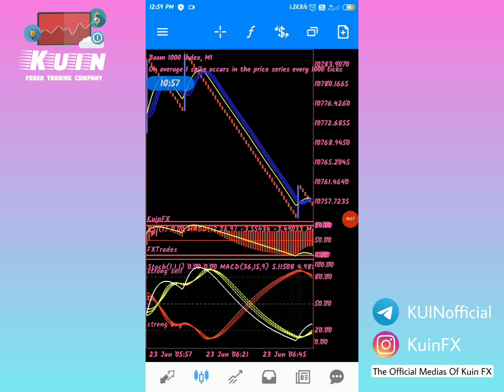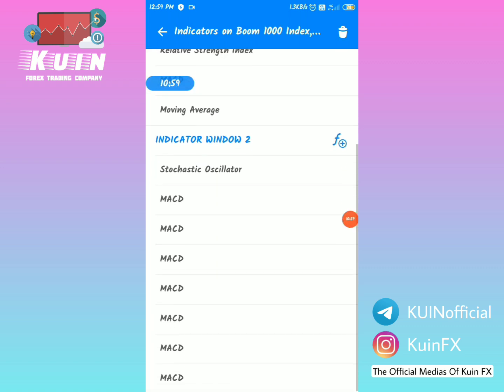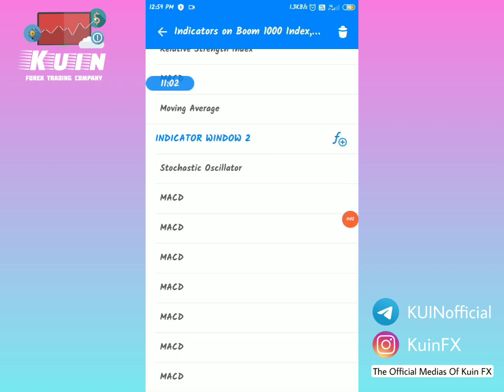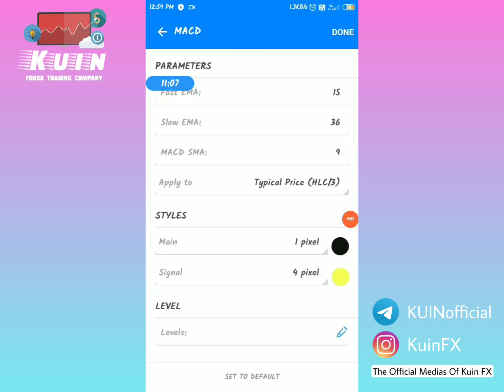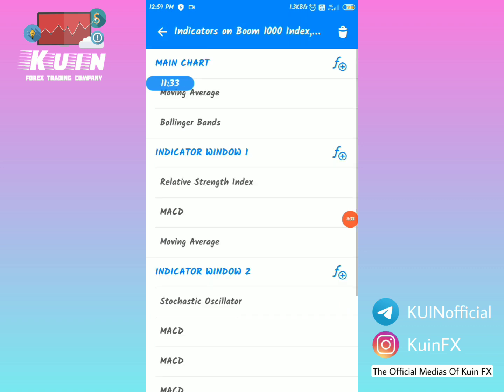Now we go to our 4th MACD because we already covered our 3 MACDs. In 4th MACD, fast EMA is 15, slow EMA is 36, MACD SMA is 9. Apply to typical price HLC/3. Style main 1 pixel is black, signal 4 pixel is yellow. Labels no labels. Then done.